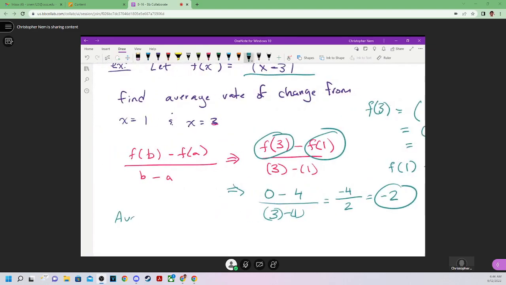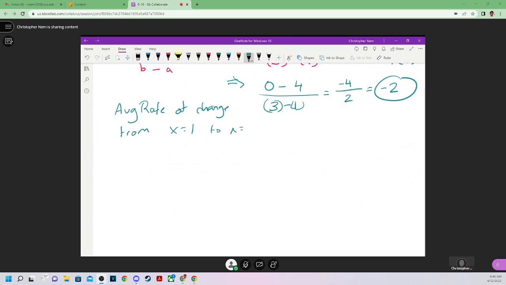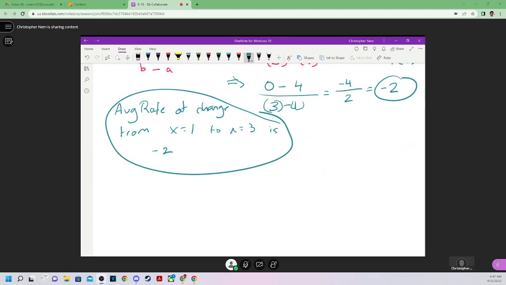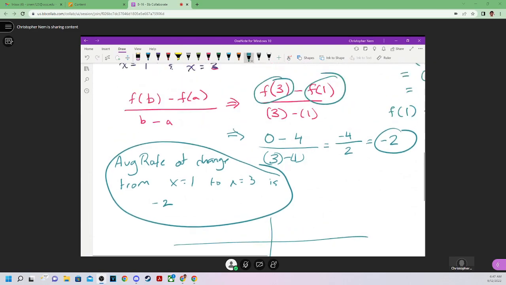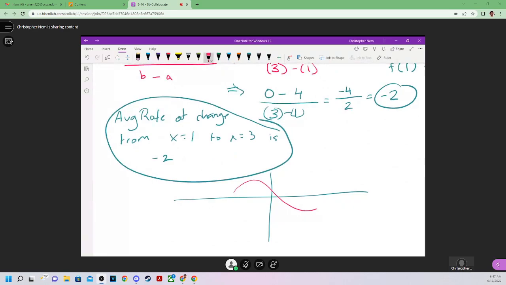So the average rate of change from x equals 1 to x equals 3 is negative 2. And what does this mean? That means our function, however it behaves, is going to be decreasing. I don't know what my function looks like. Well, I kind of do, but let's just assume I didn't know what my function looked like. The idea is that it's going to have some sort of negative rate of change. So it might have something like that. I don't know. Between x equals 1 and x equals 3 right here, we'll have a negative slope. It's going to go downwards. It's going to be decreasing. That's what it means to have a negative slope.